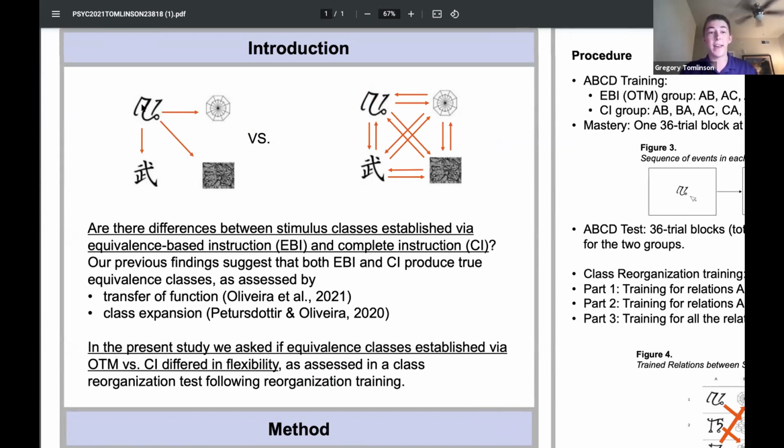If we teach that A goes with B, A goes with C, A goes with D, we hope that they assume that B goes with C, and then C goes with D, and so on. So it leaves some up to interpretation by the participant. Whereas on the right here, we have complete instruction, which is our control condition in which every single one of the relations is directly taught.